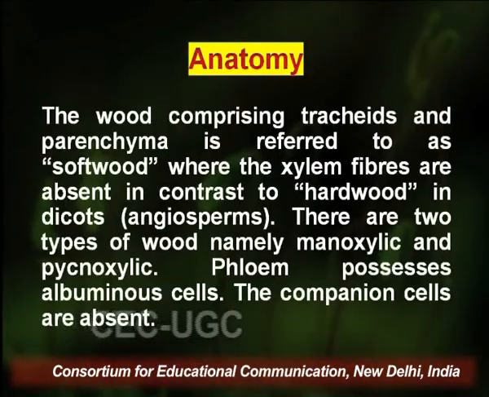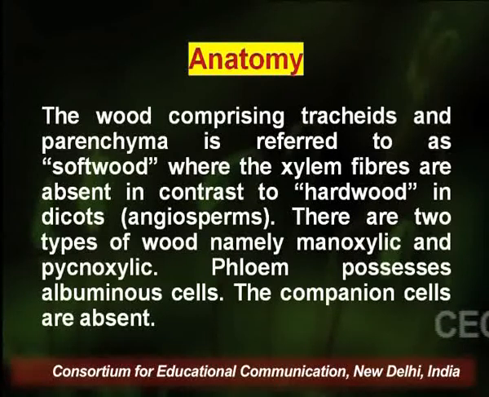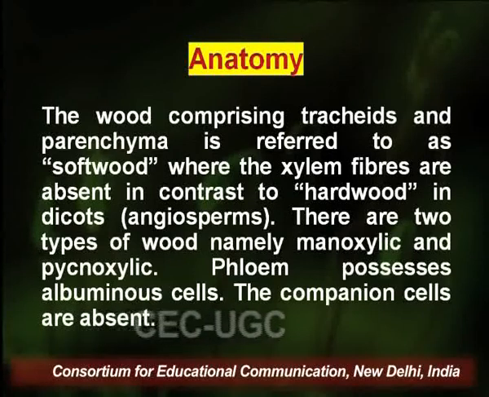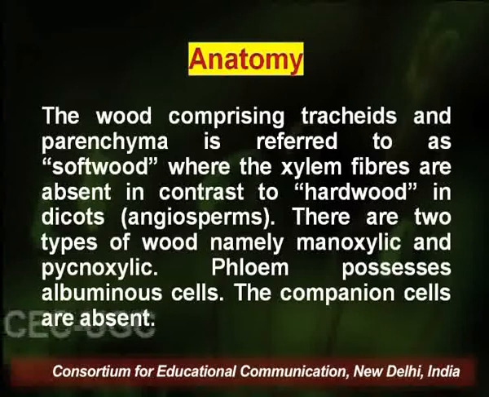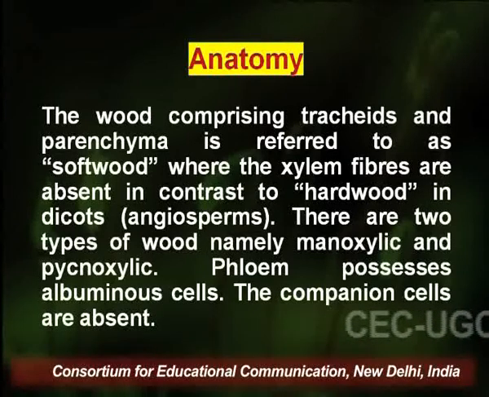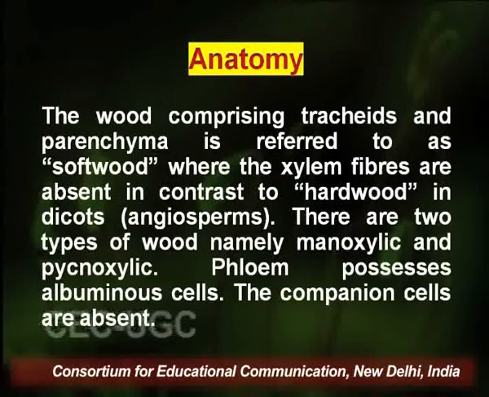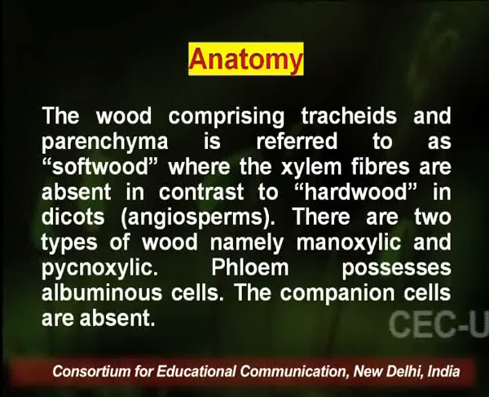In case of gymnosperm, the wood comprises tracheids and parenchyma and is referred to as soft wood, where the xylem fibers are absent, in contrast to the angiosperm which has xylem fibers and the wood is termed as hardwood. There are two types of woods in gymnosperms, also called as monoxylic wood and pycnoxylic wood. The phloem possesses albuminous cells and the companion cells are absent in gymnosperms.